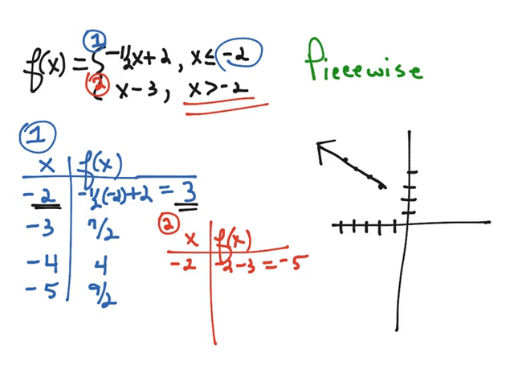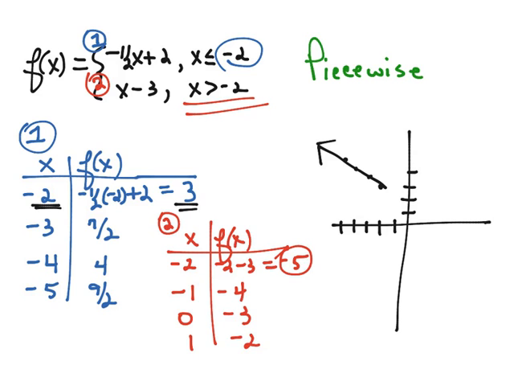Now that is not a value on this graph because it says greater than negative 2, but it's my starting point. So I'm going to circle that so I will know that that's not really on the graph, but it's my starting point. And then I want values that are greater than negative 2. So if I enter negative 1, I get negative 4. If I enter 0, I get negative 3. If I enter 1, I get negative 2.